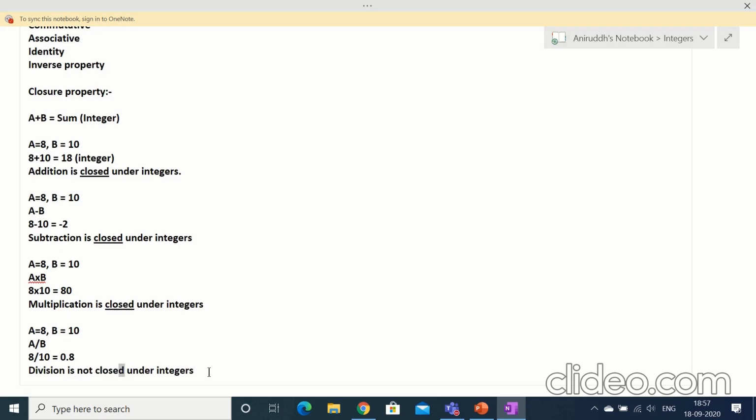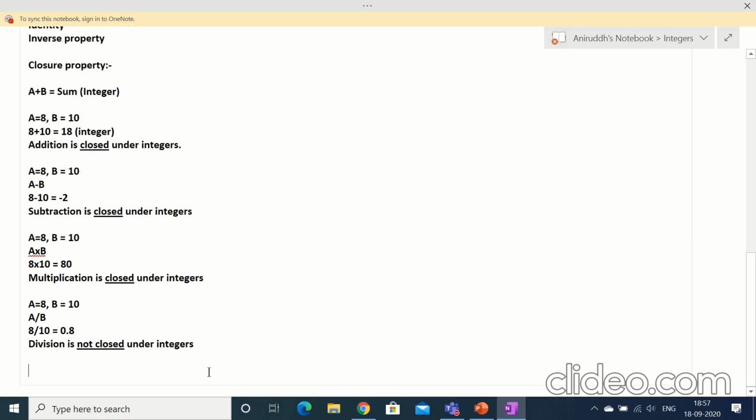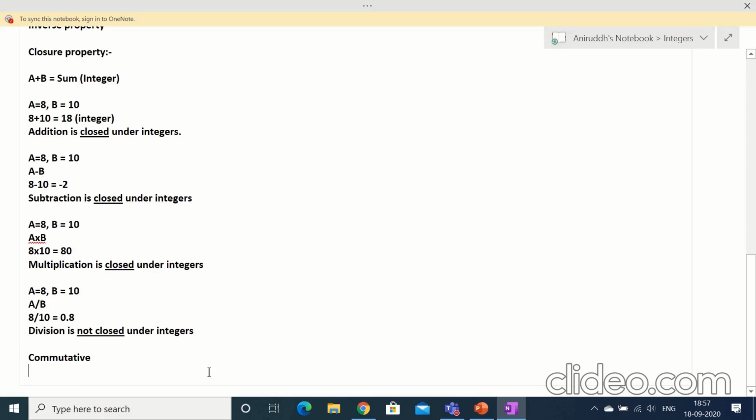So, under closure property, addition, subtraction and multiplication are closed. Division is not. Now the second property is commutative. Well, here when we add, subtract, multiply or divide two integers, and when we reverse the numbers, we should get the same integer as the sum, difference, product or quotient.